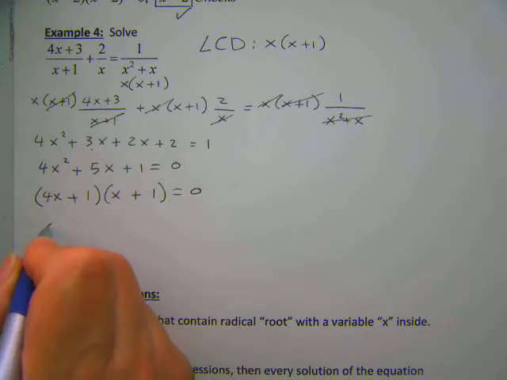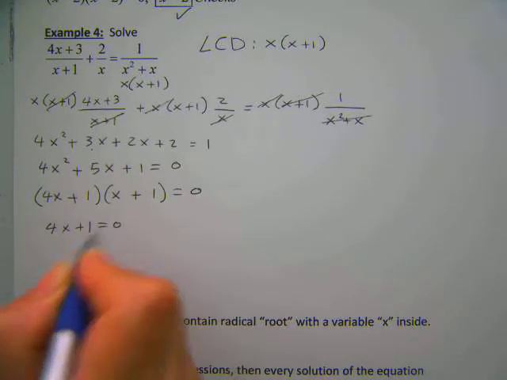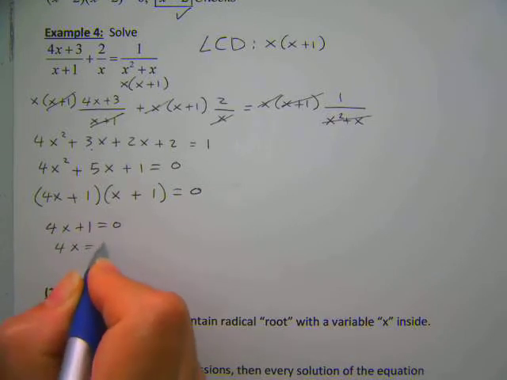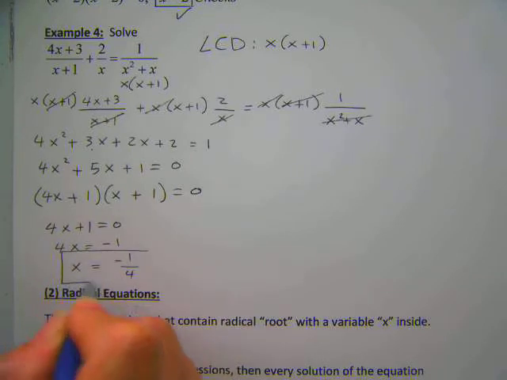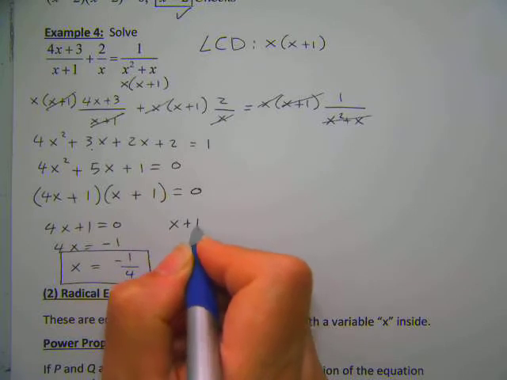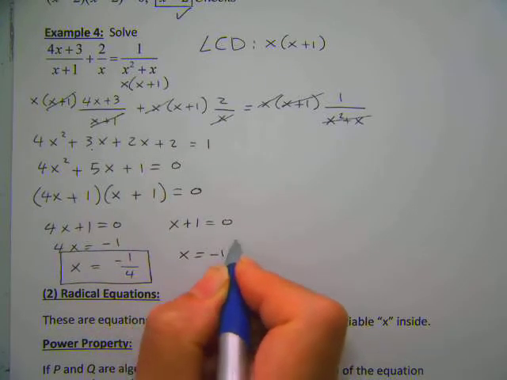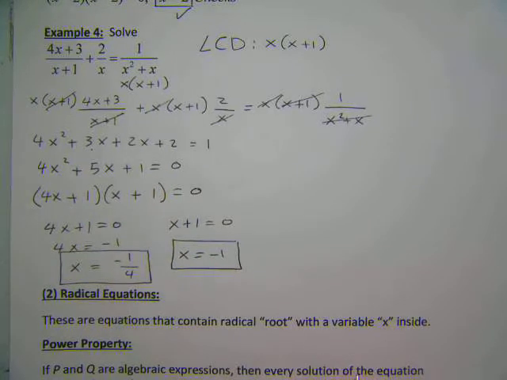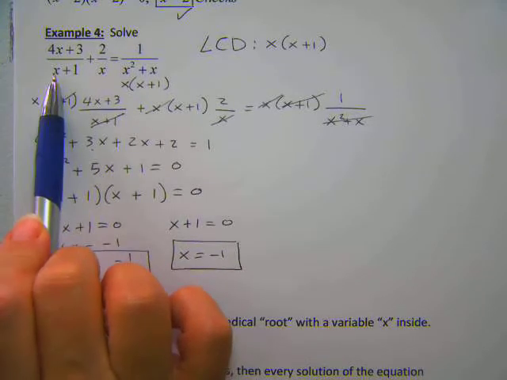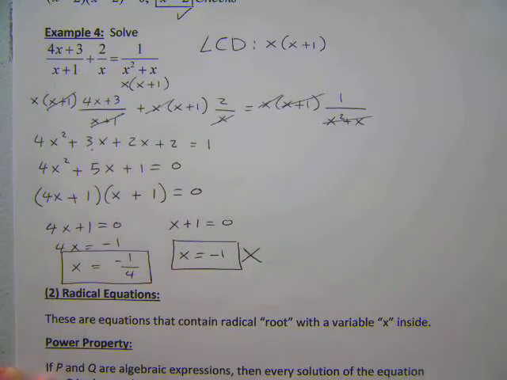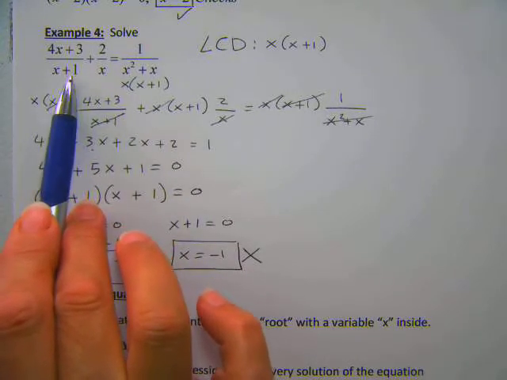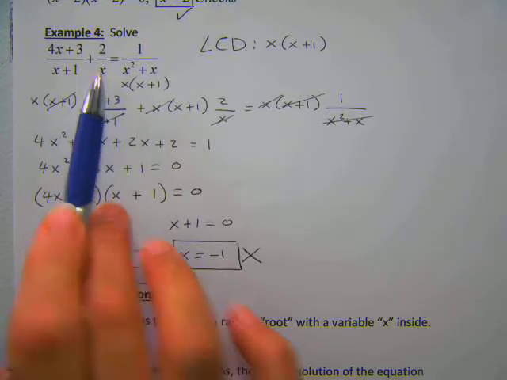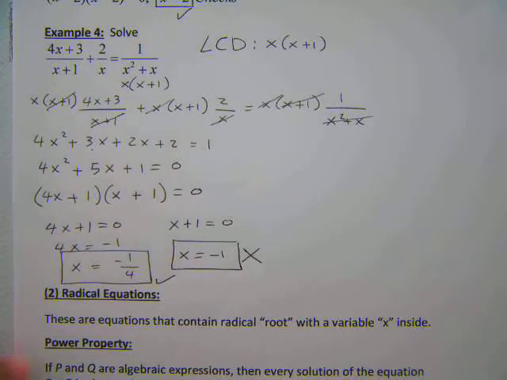So now either 4x plus 1 equals 0, or 4x equals negative 1, or x is negative 1/4, or x plus 1 equals 0. In this case, x is equal to negative 1. So now we're going to check. Well, guess what? The negative 1, immediately in the first denominator, negative 1 plus 1, that's 0. That's not an answer. But the negative 1/4, again, I don't care about the value. All I care, does it make this 0? No. This 0? No. That's 0. So there's only one answer.